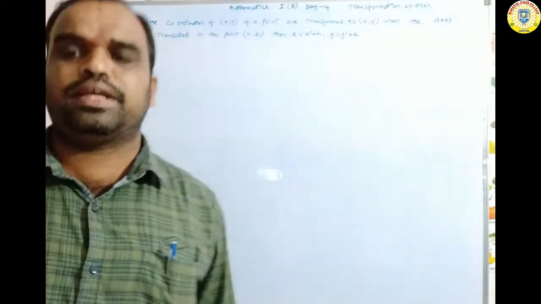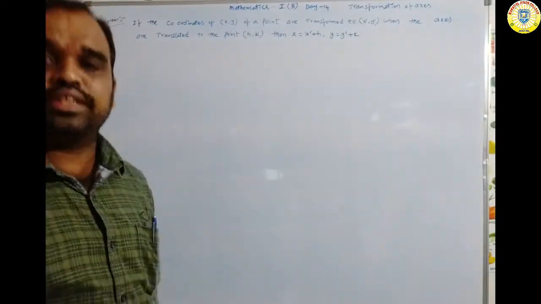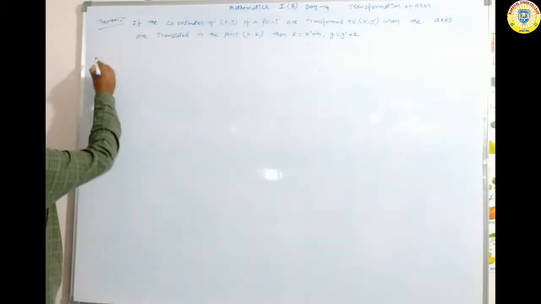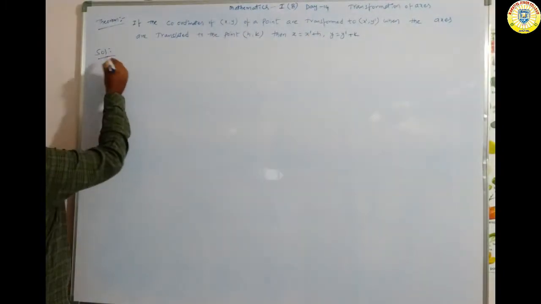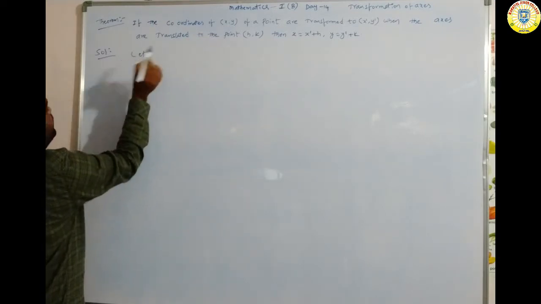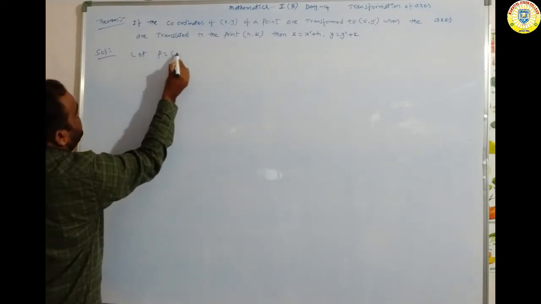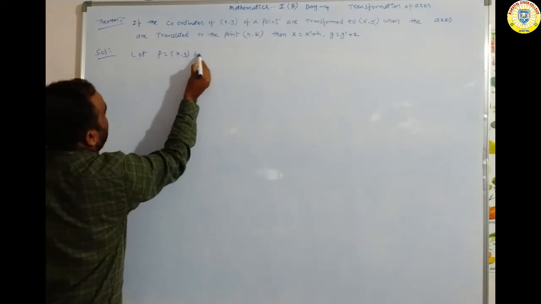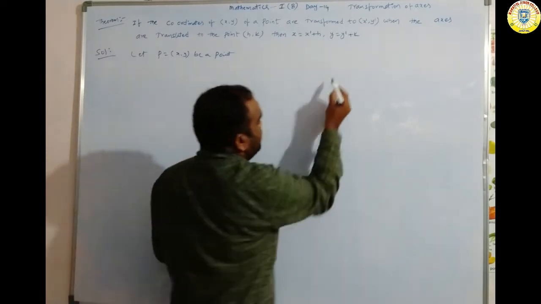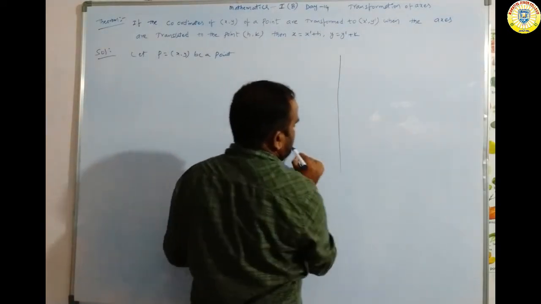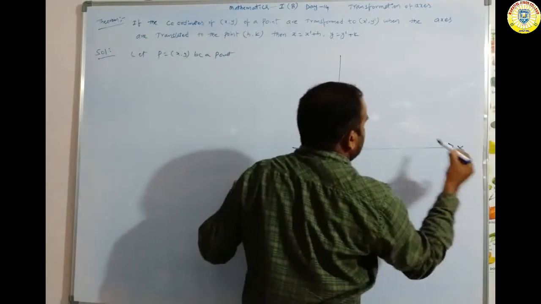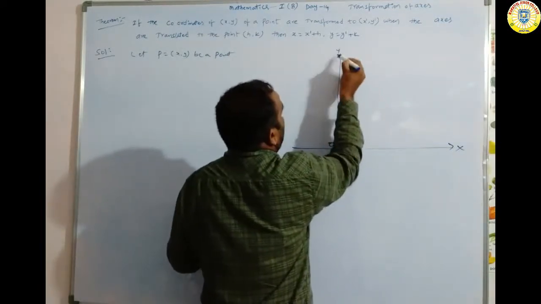Now continuing the theorem, the solution. Here we are assuming P = (x, y) be a point. This is the coordinate system. This is the origin, this is the x axis, and this is the y axis.